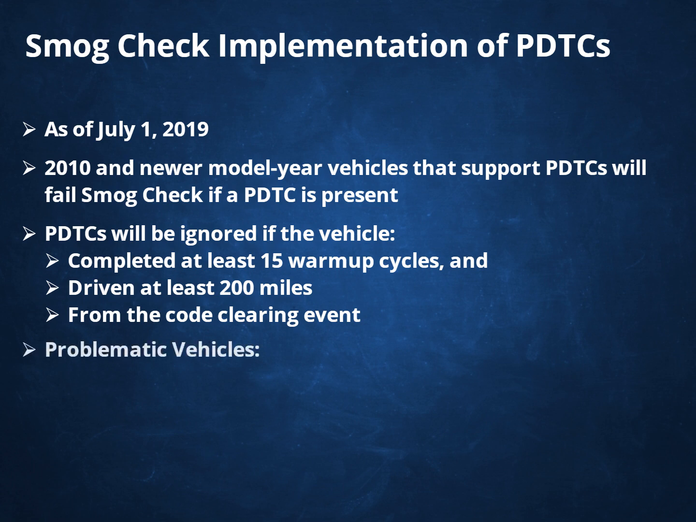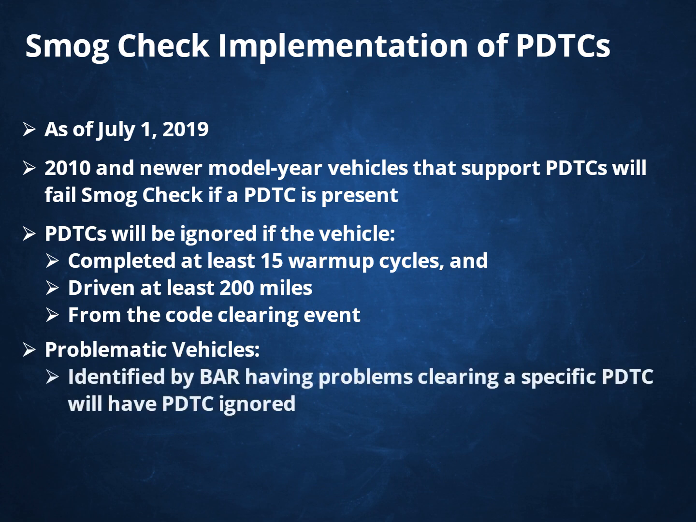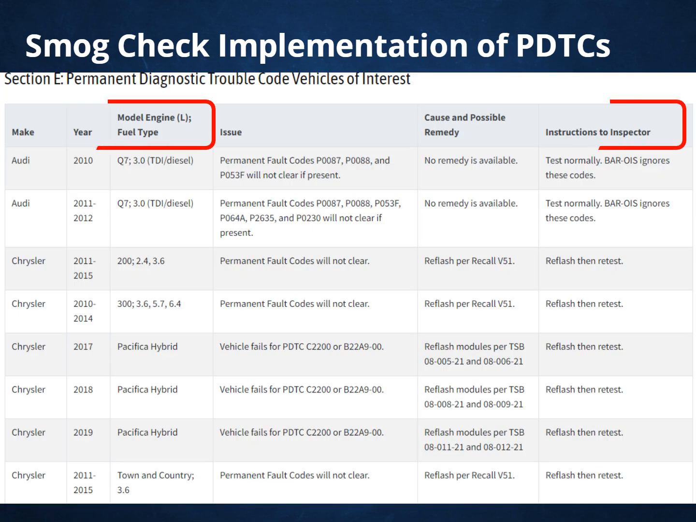Moreover, some specific vehicle models determined by BAR to have problems clearing a specific PDTC will have that PDTC ignored for their smog check inspection until a solution is found by the vehicle manufacturer. These vehicle models can be found on the Permanent DTC Vehicles of Concern table in the Smog Check OBD reference. This table lists the vehicle models of concern and instructions for the Smog Check inspector regarding them.